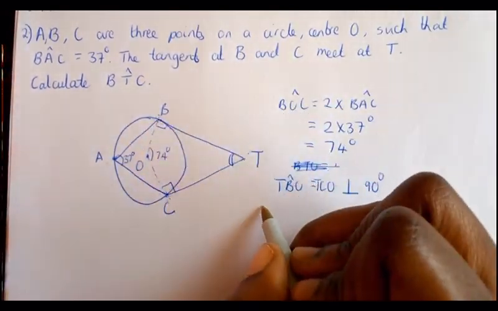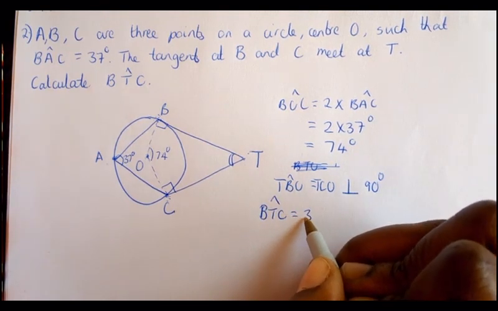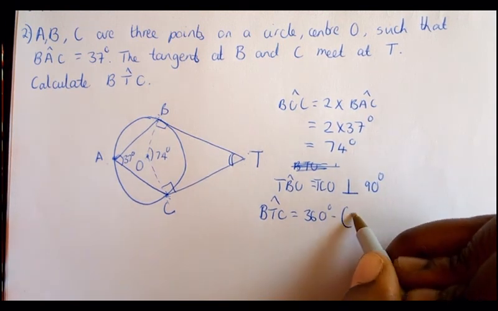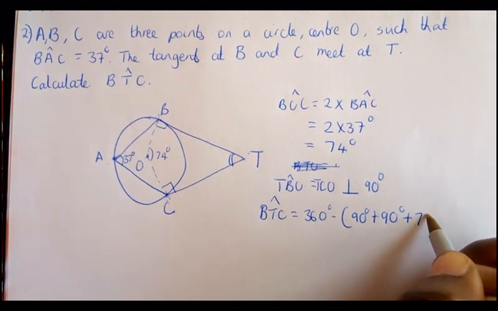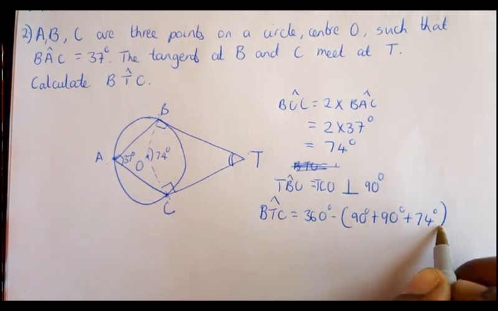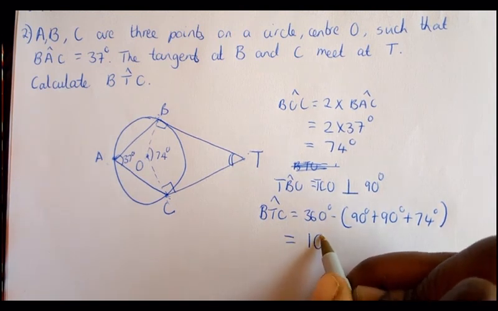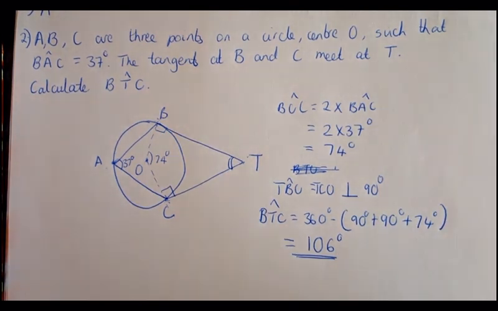So to find angle BTC, angle BTC is equal to 360 degrees minus (90 degrees plus 90 degrees plus 74 degrees), because of angles in a quadrilateral. This is equal to 106 degrees. So let's now proceed to the exercise.